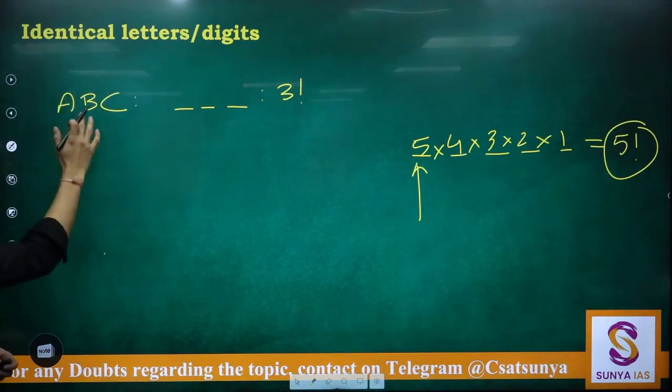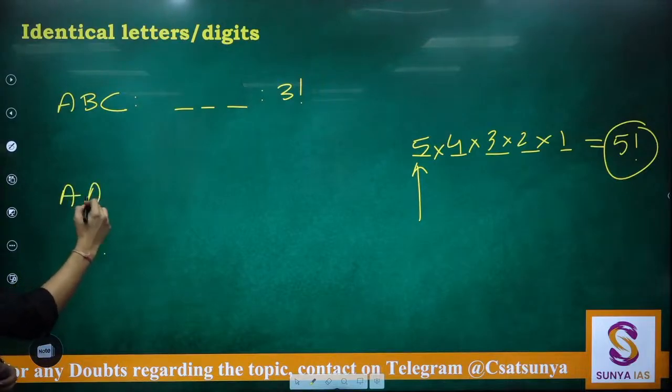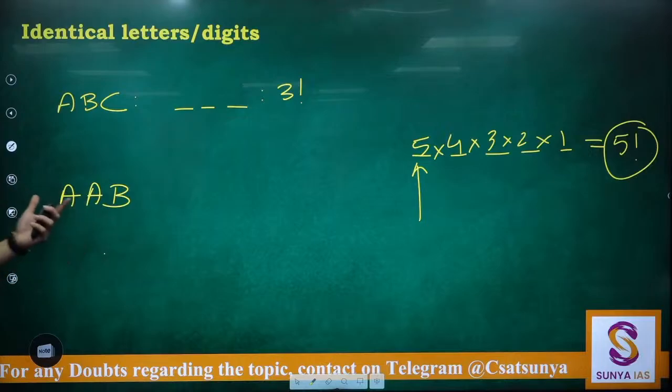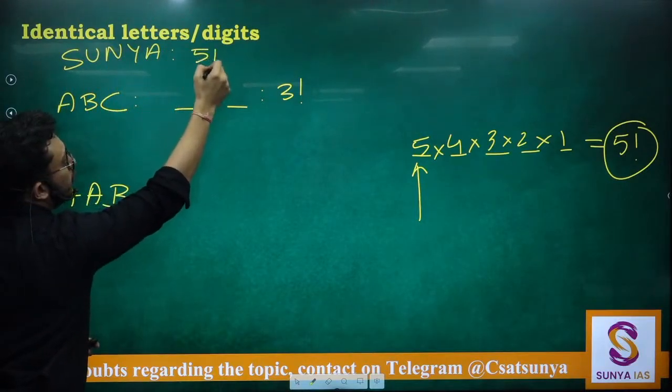But what if 2 of these letters are identical? Let's say A, B. Now how many arrangements of these can I make? अब कैसे करेंगे? यहाँ पर तो you can directly do 3 factorial. Let's say you have ABC. You can make total 5 factorial words out of it.